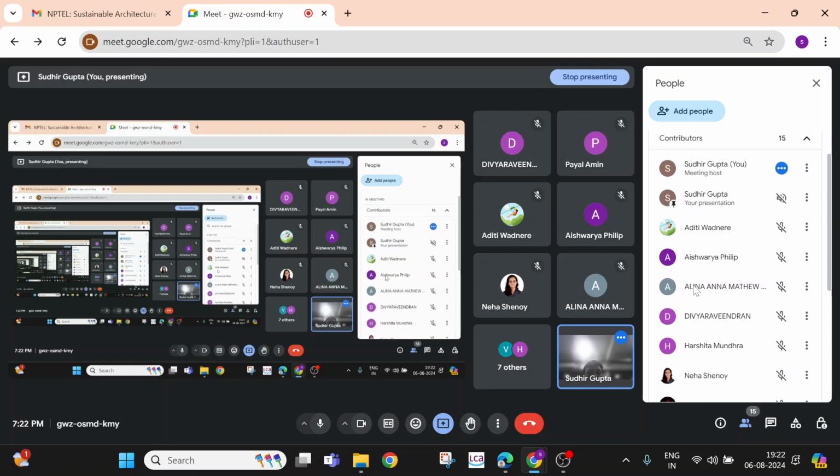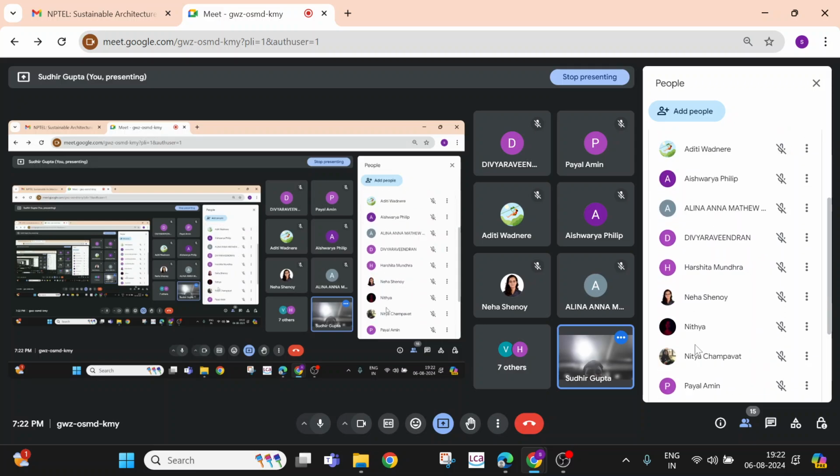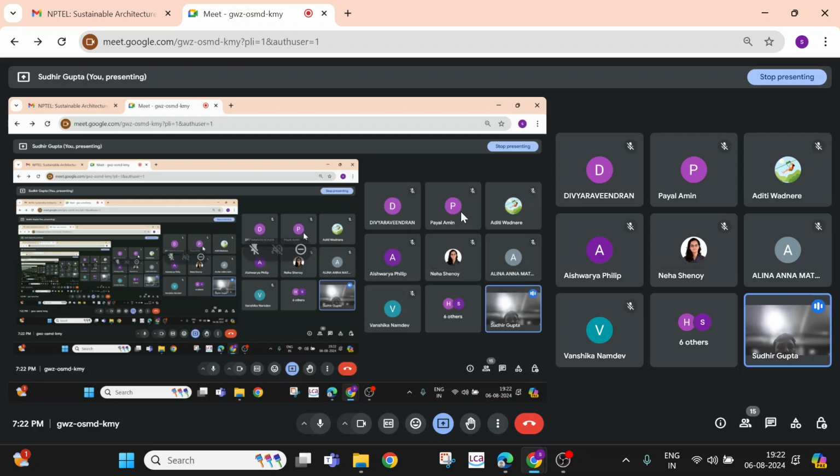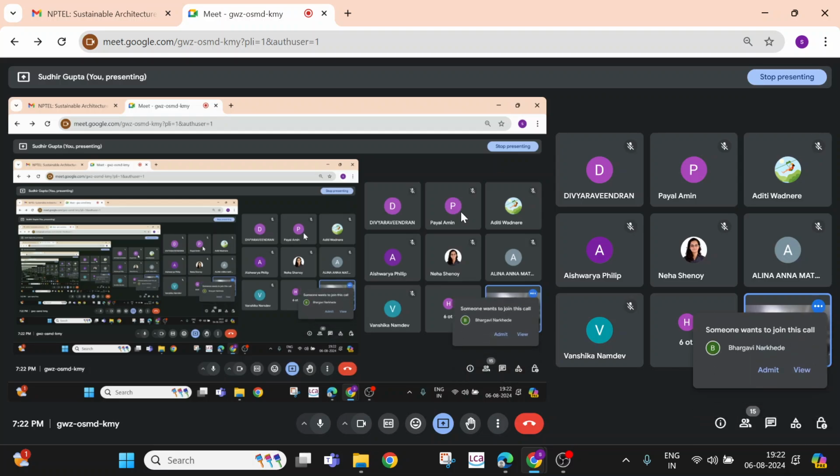What about others? Neha has given, okay. Payal has not given. So option D is the right answer for this question. And this you can either Google or you can see through the pie chart of the lecture.